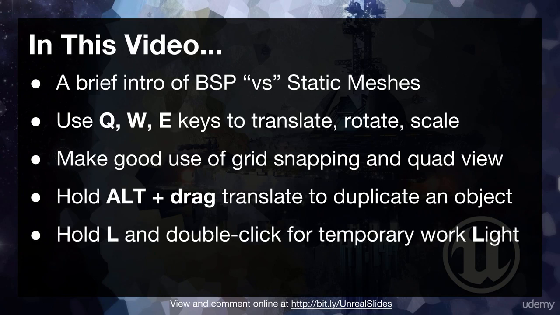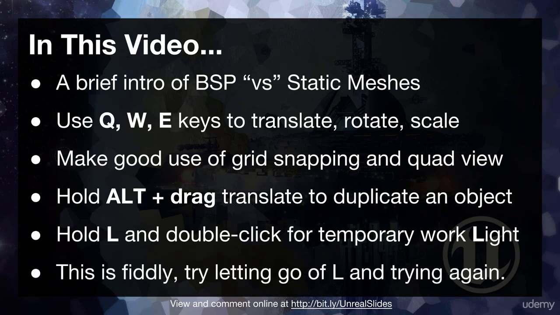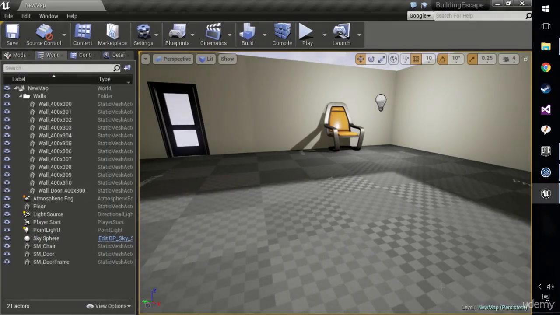We're going to hold down L and double click to make a temporary work light at the end. This is fiddly, so if it causes you issues, try letting go of L and trying again. I'm leaving in the fiddly bit because it is fiddly and you're probably going to come across that issue, so it's just honest.